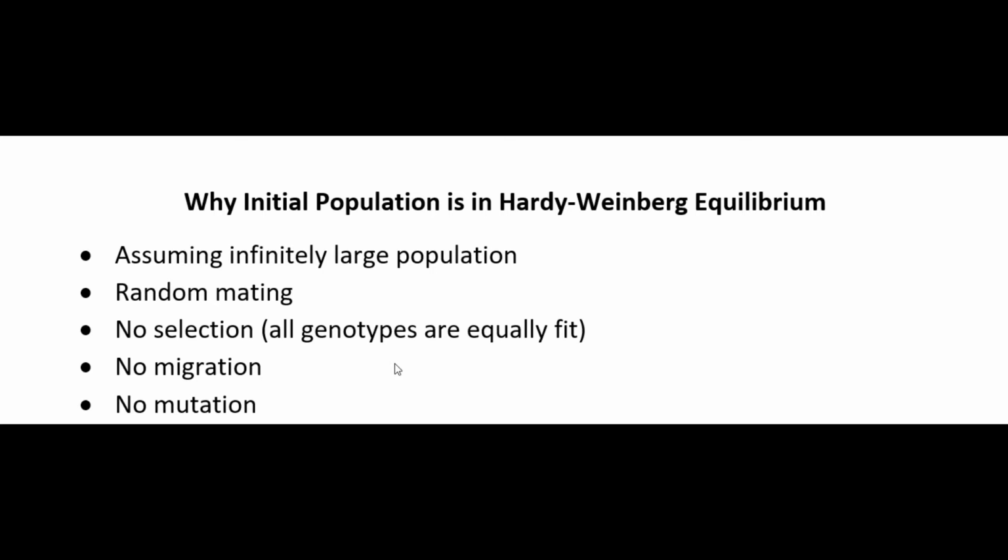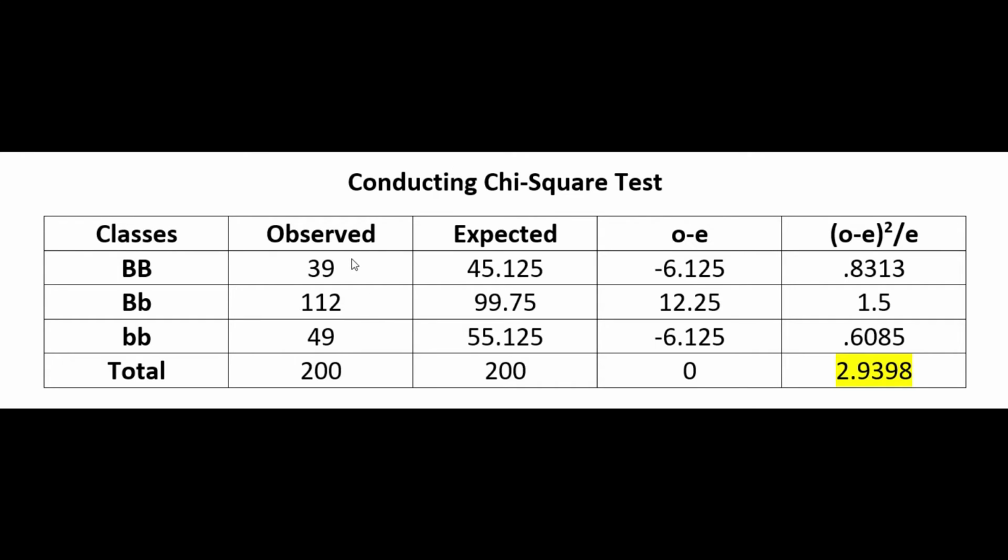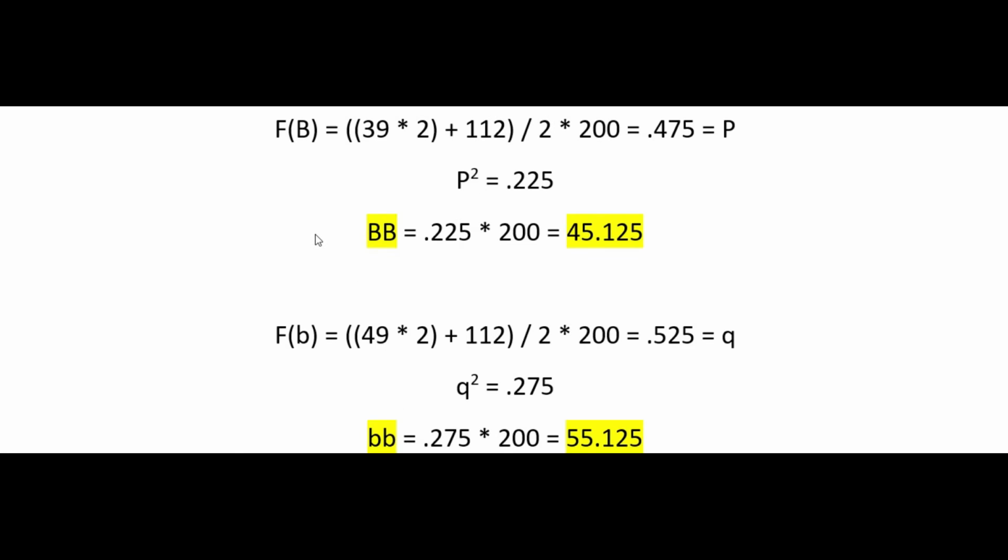We first need to assume that our population is infinitely large. We have random mating occurring, no selection, meaning that all genotypes are equally fit, no migration has occurred, nor has mutation occurred. We are going to assume that all of these are true. We already found our observed values in the lab, but now we need to find our expected values. We calculate our expected values by finding the frequency of alleles that occur.